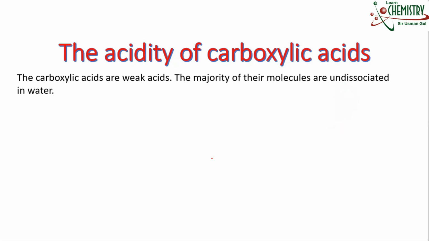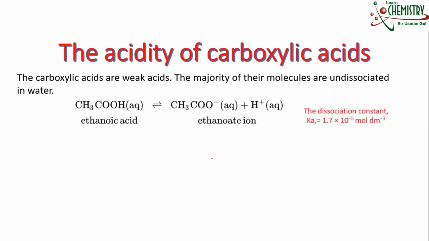For example, if I take ethanoic acid, which is also known as acetic acid, when we dissolve this acid in water, it dissolves only partially, not completely, and it produces a smaller number of hydrogen ions. For this, we have a very low value of Ka. So that is the reason they are mostly weak.